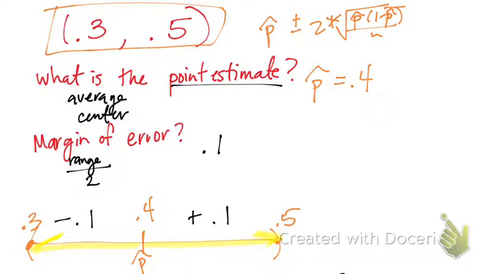Miss Thornhill, could we just find the interval to begin with, like the question we just did in the back to find margin of error? Couldn't we just find the interval to begin and then do range over 2? Or do we have to do the formula? Yeah, you can do it from the beginning.